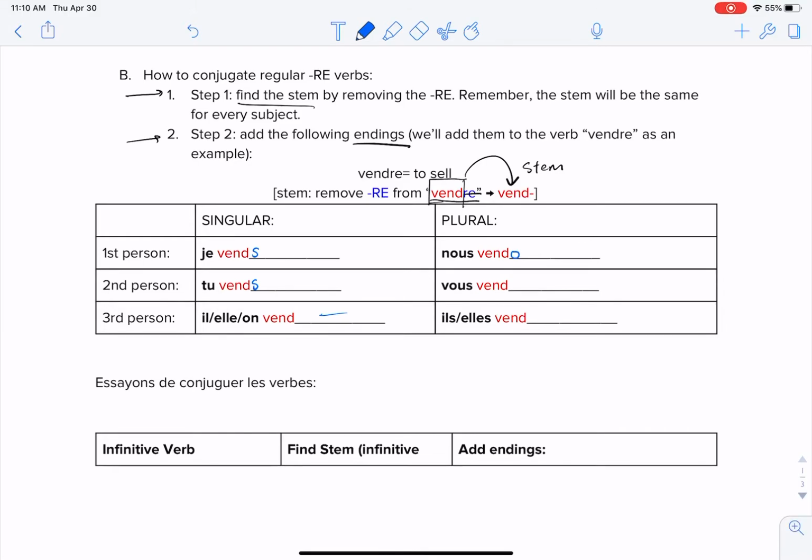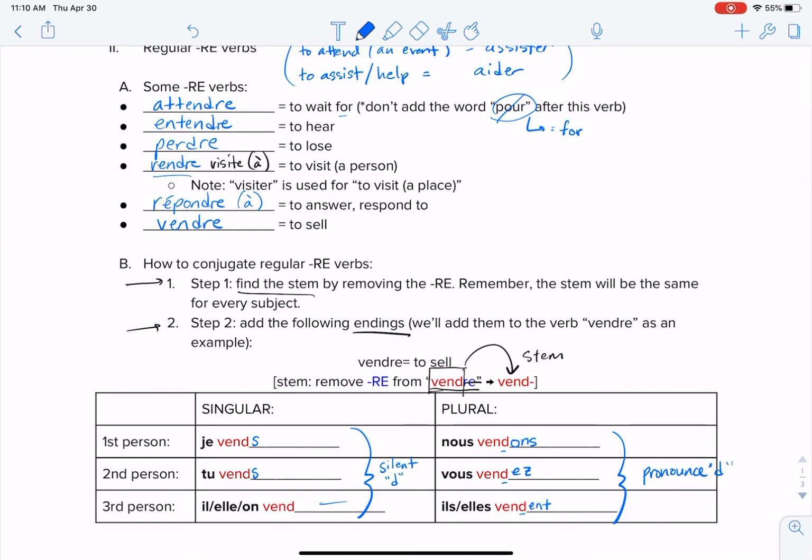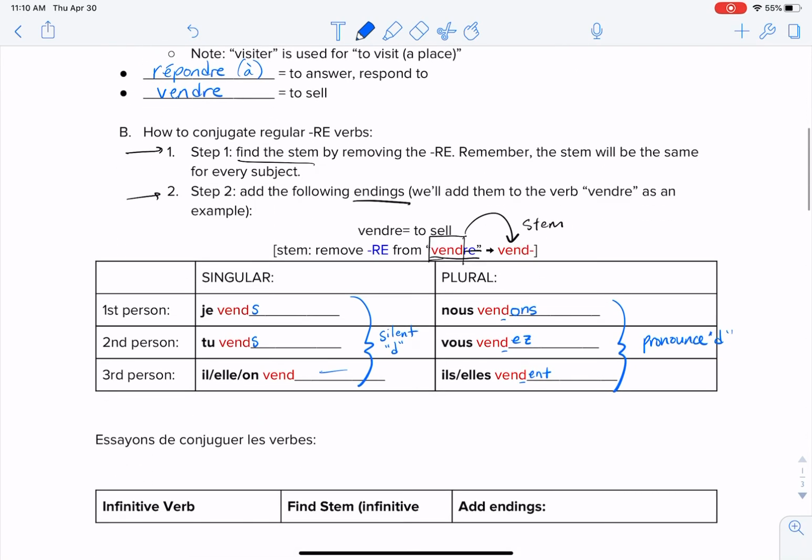Nous, these are going to look familiar again. Nous vendons, ONS. Vous vendez, easy. Ils, elles vendent, ENT. Here, these three, you're going to pronounce the D. Nous vendons, vous vendez, ils vendent. But these three, the D is going to be silent. Je vends, tu vends, il vend. Okay, and notice how all of these actually end in DRE, attendre, entendre, perdre.